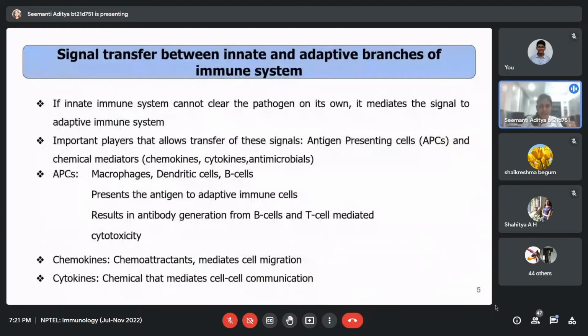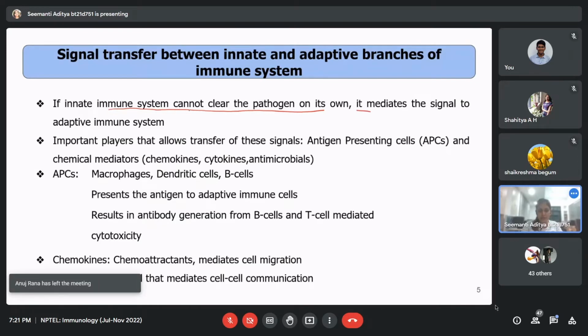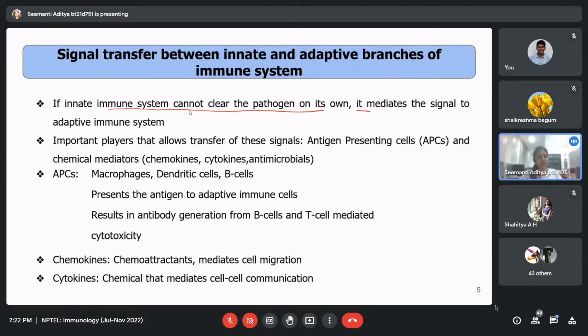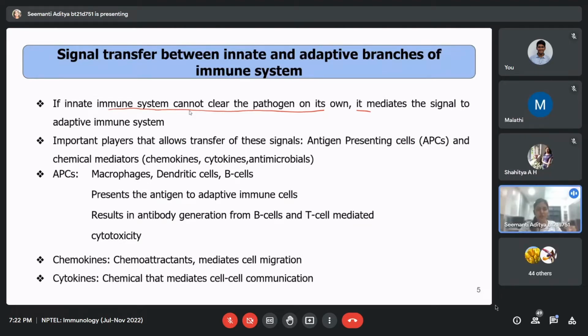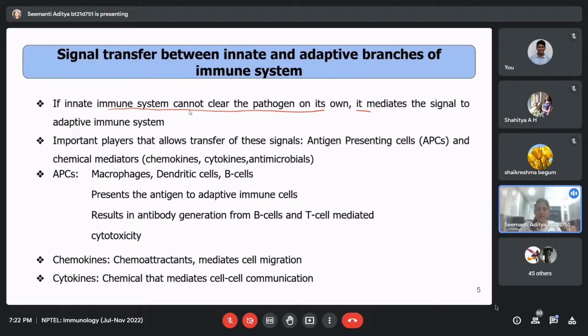So there is a signal transfer that happens between the innate immune system and the adaptive immune system that we were discussing. If the innate immune system is not able to clear the pathogen on its own, then it will mediate this signal to the adaptive immune system. So the adaptive immune system will come into the picture much later. But when it does, the immune response will be stronger than the innate immune response, because it is very specific to that particular pathogen. Also, when the adaptive immune response is activated, it can remember the pathogen for a longer period of time, almost your whole lifetime. So if the same pathogen enters the body next time, the adaptive immune response will quickly recognize it and quickly try to eliminate the pathogen through a variety of mechanisms.